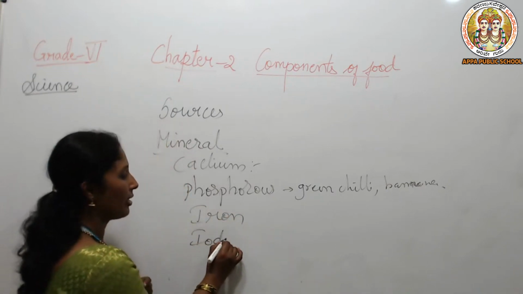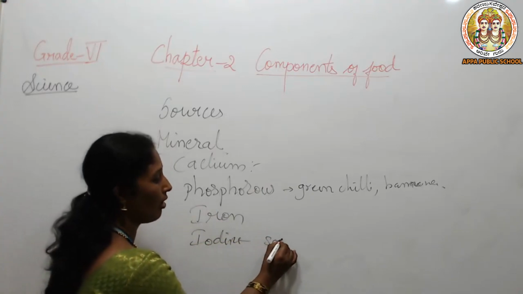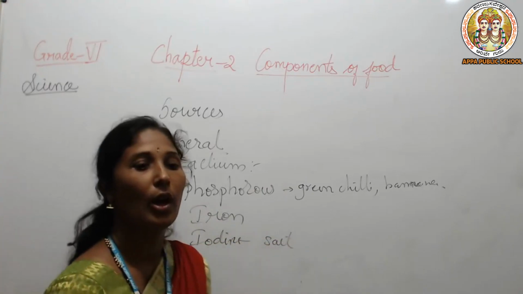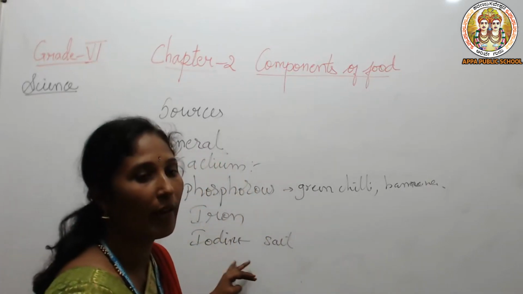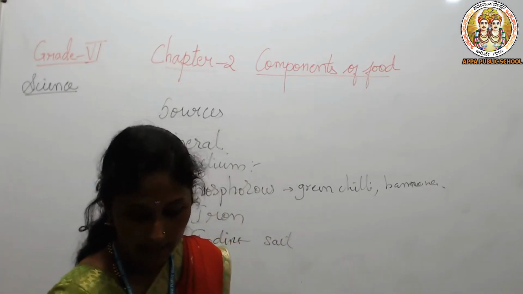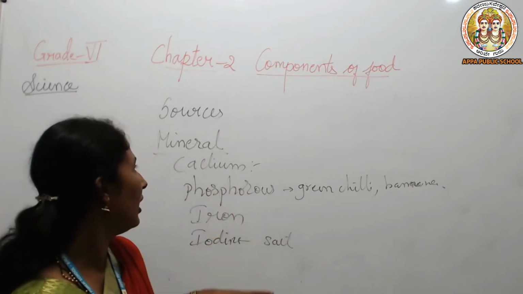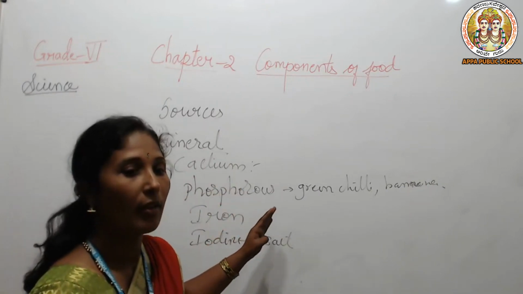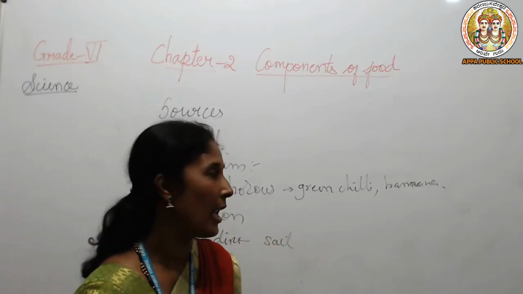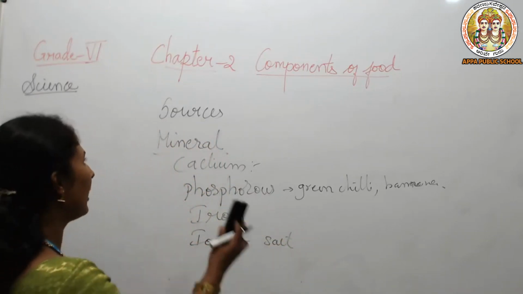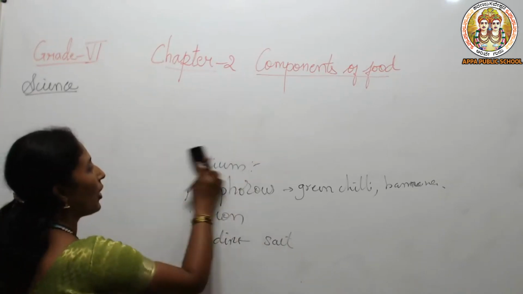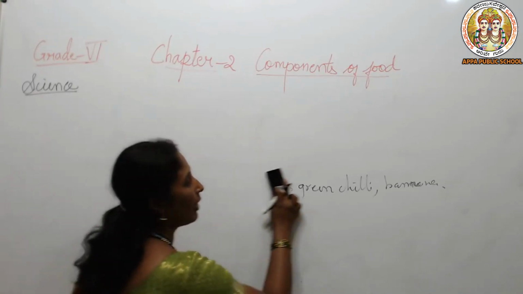Iodine. So the main source of iodine is salt. Mainly we have to use salt. We'll get a sufficient amount of iodine. These are some of the sources from plants and animals that we will get from food items. Yes. Now you understood what the sources are.